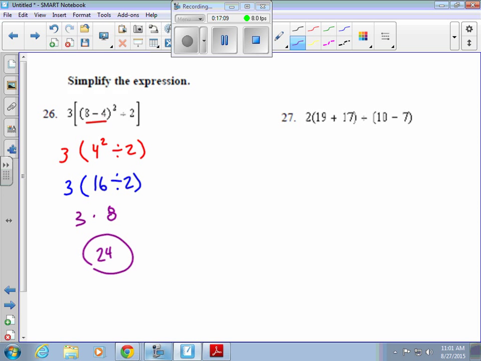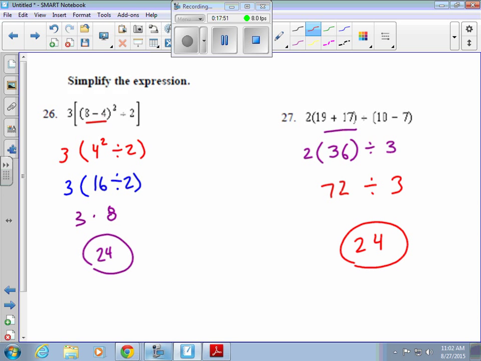2 times 19 plus 17 divided by 10 minus 7. Again, grouping symbols first. 19 plus 17. 9 and 7 is 16. Carry your 1. 1, 1, and 1 will be 36 in the middle. So 36 times 2 divided by, do what's inside the other grouping symbol. 10 minus 7 is 3. Now, order of operations says you do multiplication and division at the same time. So just go straight across from left to right. 2 times 36, we know 2 times 6 is 12. Carry your 1, 2 times 3 is 6, plus your 1 back is 72. 72 divided by 3, 3 goes into 7 twice. There's 1 left over, 3 goes into 12 4 times. 24.